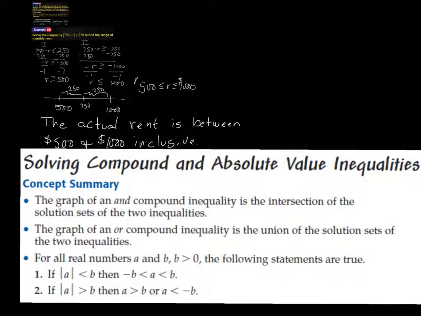The graph of an and compound inequality is the intersection of the solution sets of the two inequalities. The graph for an or compound inequality is the union of the solution sets of the two inequalities. For all real numbers a and b, if b is greater than 0, the following statements are true. If the absolute value of a is less than b, then a falls between negative b and positive b. If the absolute value of a is greater than b, then a is greater than b, or a is less than negative b.